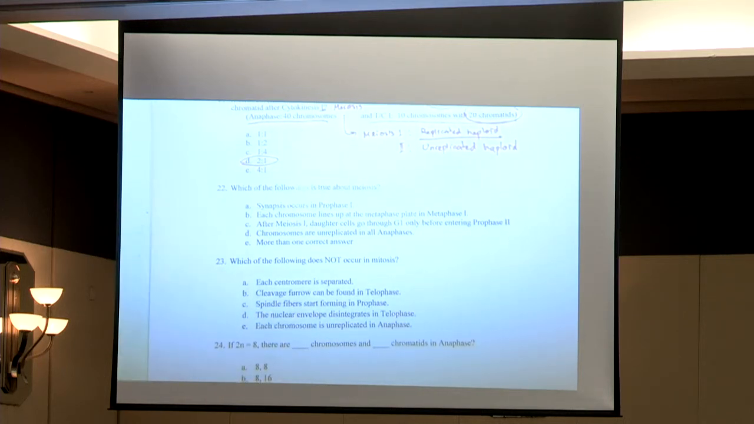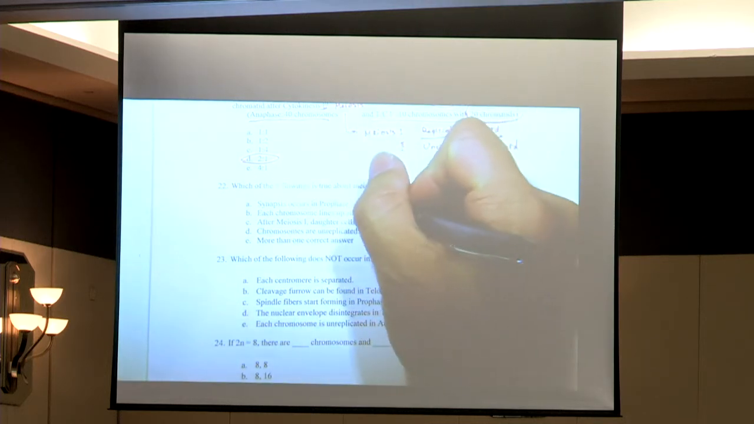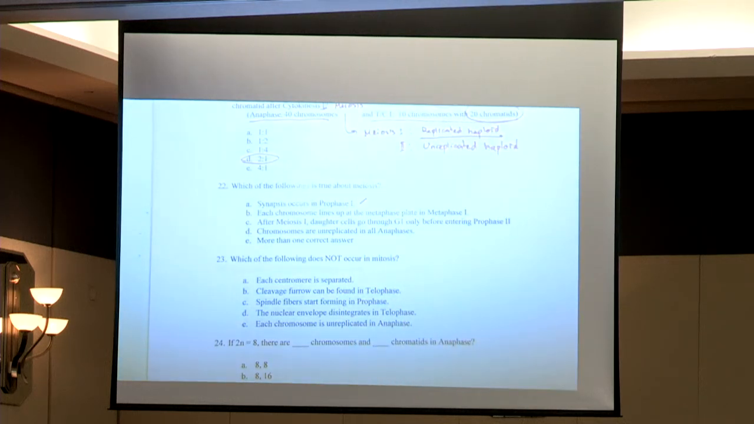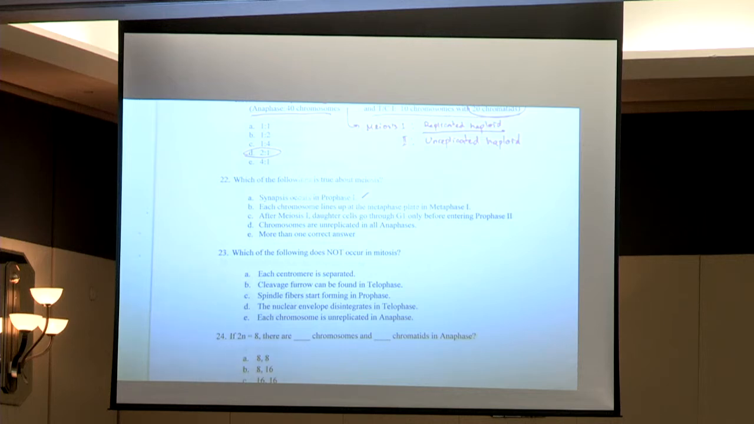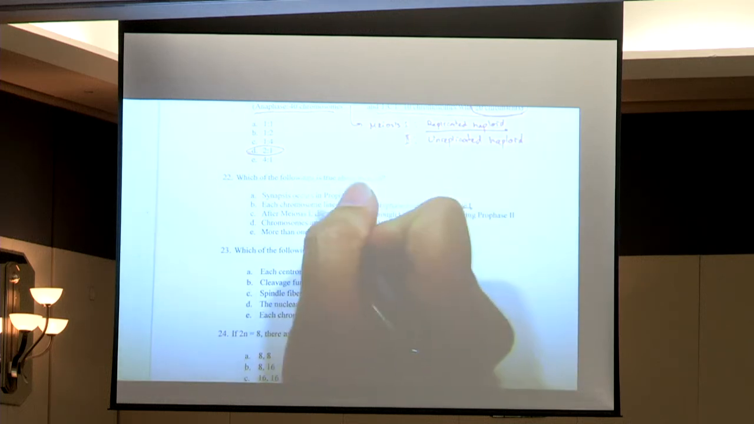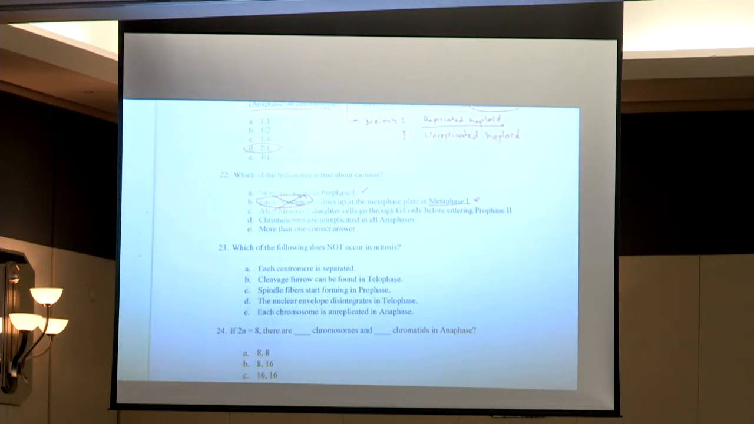Okay. So number 22, which of the following is true about meiosis? Synapsis occurs in prophase 1, is it correct? It's true, right? What else occurs in prophase 1? We have crossing over, we have tetrads, right? When it synapses, that can cause crossing over. For choice B, each chromosome lines up at the metaphase plate in metaphase 1. Is it the chromosome that lines up at the metaphase plate, or the pair? Since it is meiosis, in metaphase 1 it's not a single chromosome, it's the pair that lines up, right? So B was not correct.